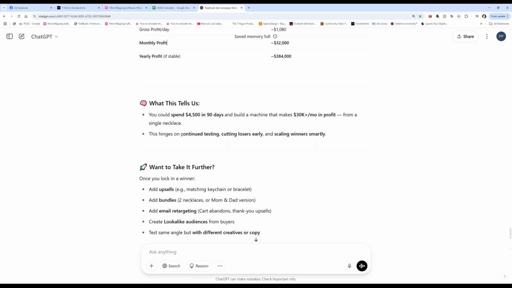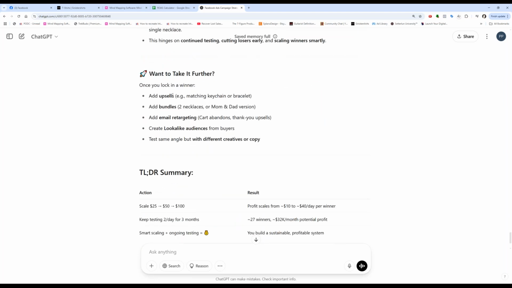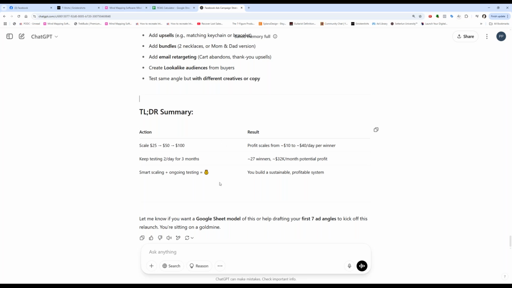This hinges on continued testing, cutting losers early, and scaling winners smartly. Okay. Want to take it further? Once you lock in a winner, add upsells, add bundles, add email, retargeting, of course, add lookalike audiences, test the same angle but with different creatives or ad copy, of course, and there we go. Okay, so I stopped there, and I see a question coming in here already.